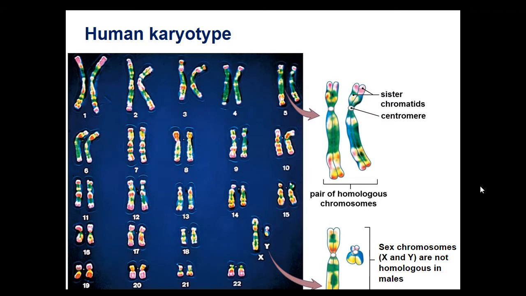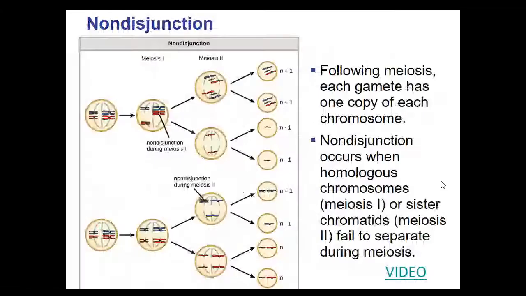So you can tell from a karyotype if there's missing chromosomes or extra chromosomes, and that's information that a parent might want to know about before the baby is born.